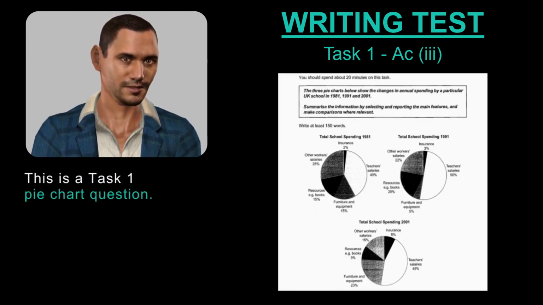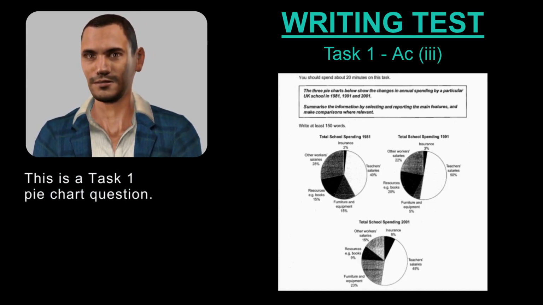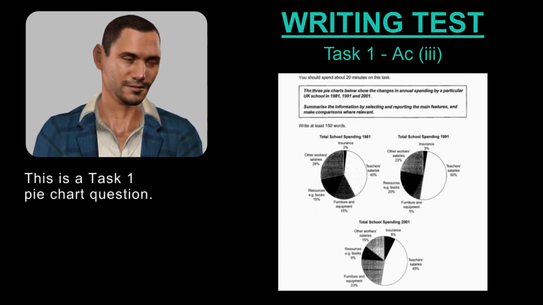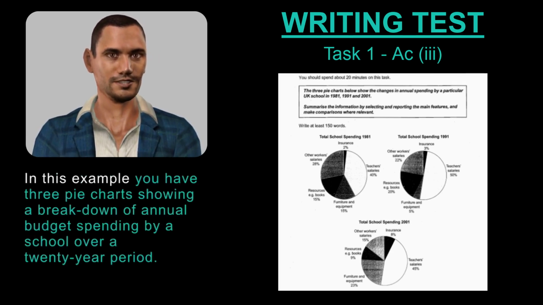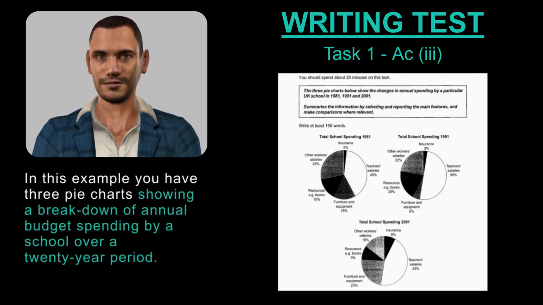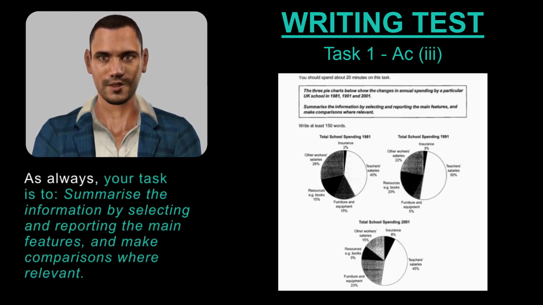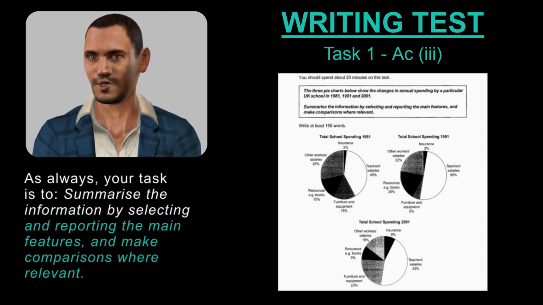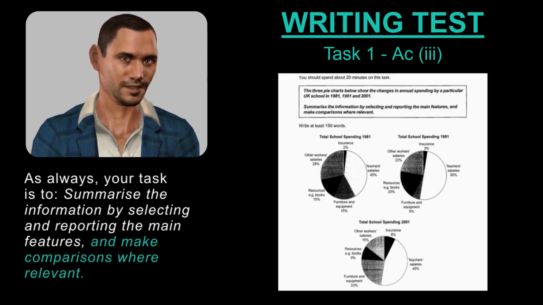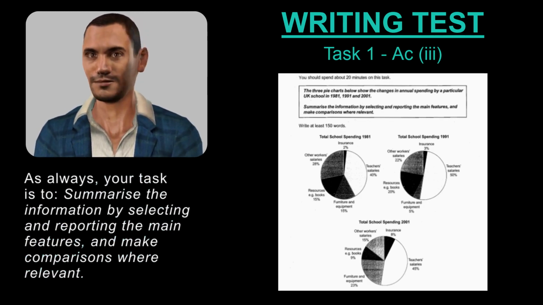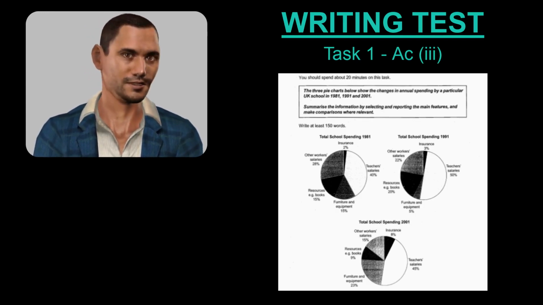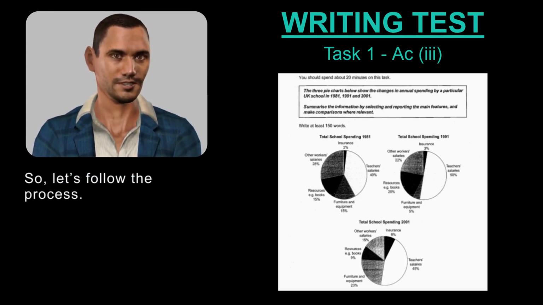This is a Task 1 pie chart question. In this example, you have 3 pie charts, showing a breakdown of annual budget spending by a school over a 20-year period. As always, your task is to summarize the information by selecting and reporting the main features, and make comparisons where relevant. So, let's follow the process.